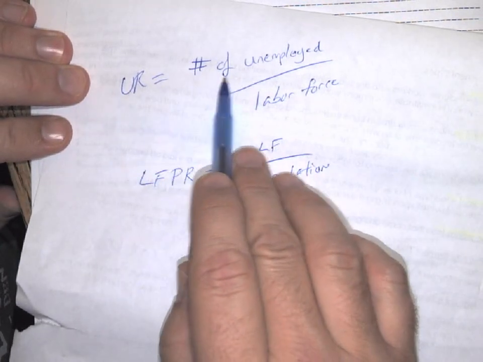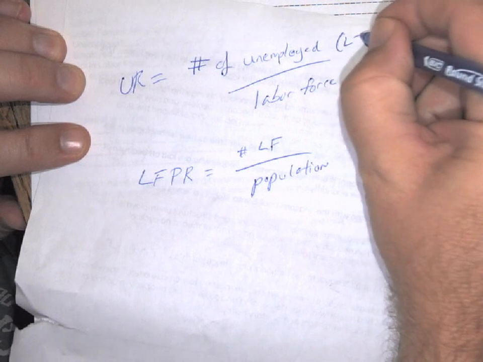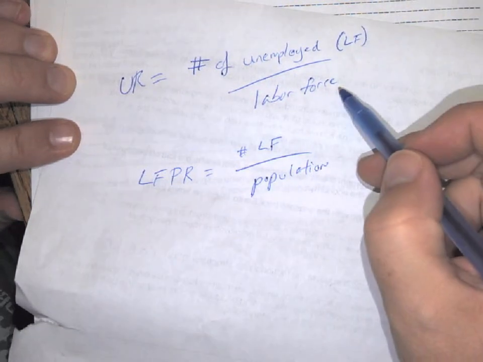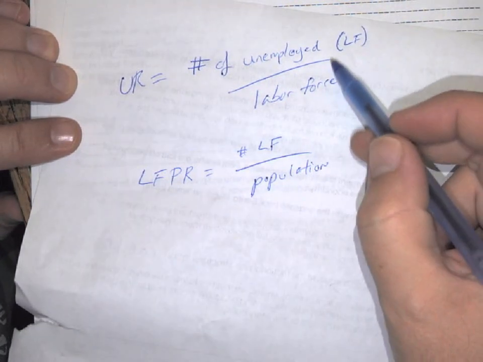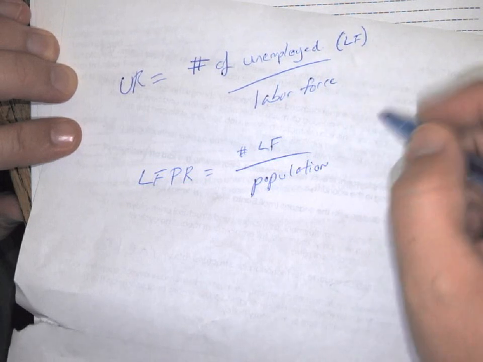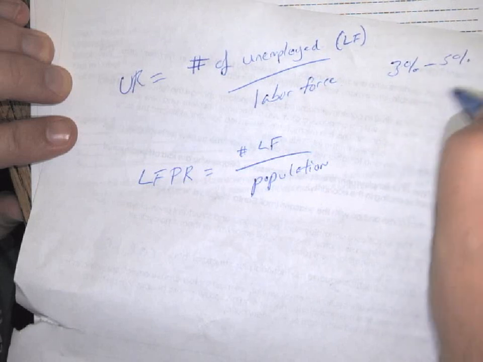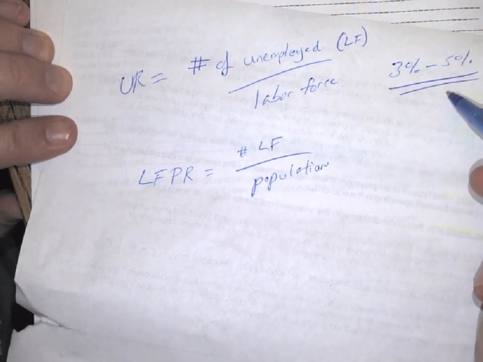Okay? So now, when you're trying to solve for these rates, the unemployment rate is equal to the number of unemployed people. Remember, they're in the labor force but can't find a job. You take the people in the labor force and you divide that into the people who want a job but don't have one. And that's where you get your 3%, which is really amazing, to 5%. That's good for the economy, around that in real life.